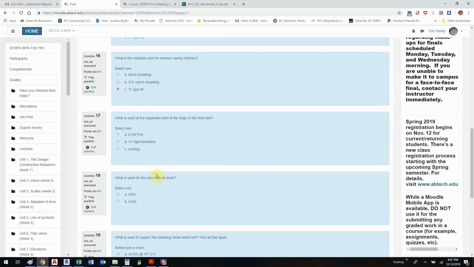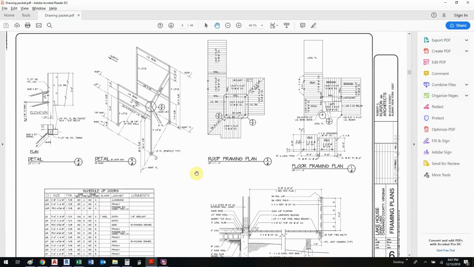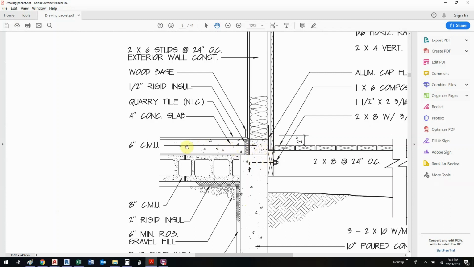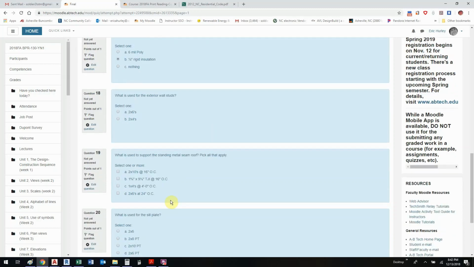Okay. What is used at the expansion joint at the edge of the heat sink? Well, if we go back and look at that one little heat sink that we see, that one little thing down here, where we have that top block there, and then we have the 4-inch concrete slab here, you'll find that we have a 1/2 inch rigid insulation separating those two. So that would be used as the expansion joint for the heat sink. The reason that it is insulation is because it is a heat sink, so we're trying to make that as insulated as possible.